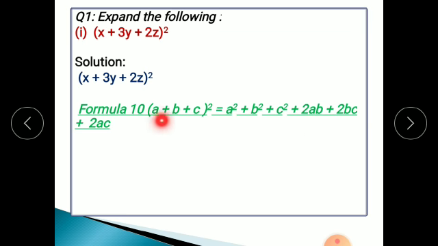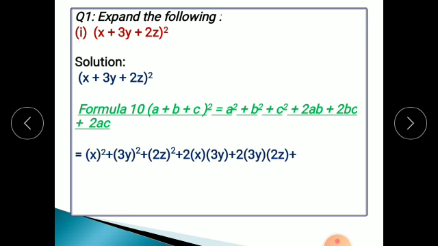So observe the left hand side of formula 10, a plus b plus c whole square, is already given the same in the question. So we have to transform this left hand side into the right hand side. In the right hand side, we take the square of the first term. Here in the question x is the first term, so square of the first term, plus the second term is 3y, so the square of the second term, the third term is 2z, so plus the square of 2z.